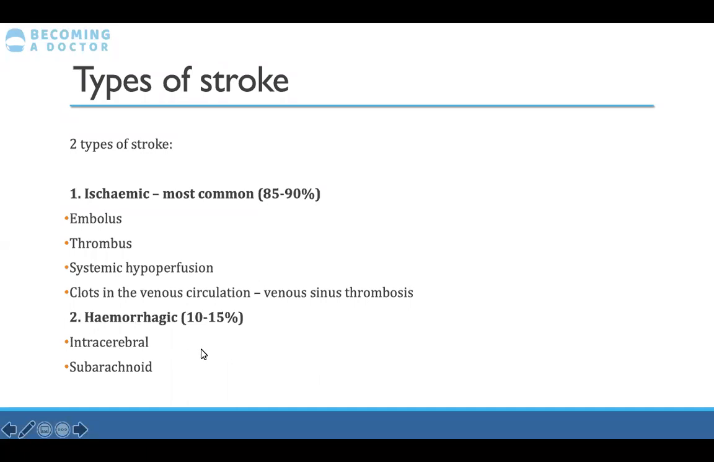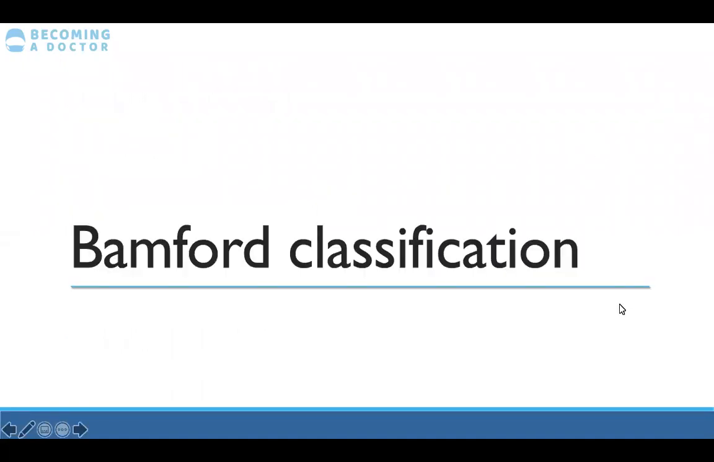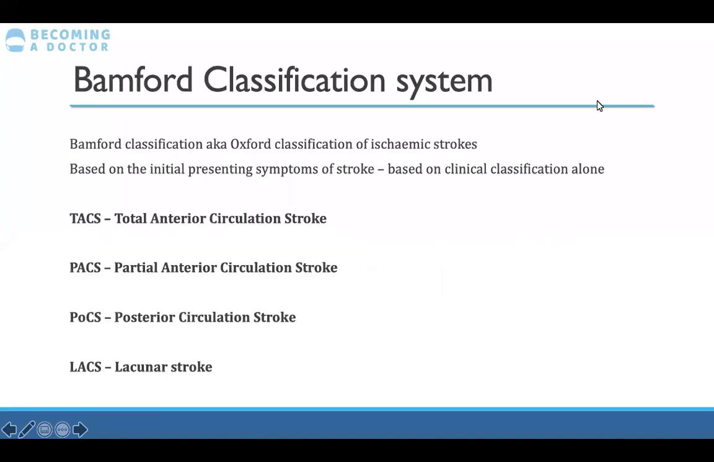And finally, hemorrhagic, there can be intracerebral hemorrhages, so within the parenchyma of the brain. This usually happens with hypertension, and then subarachnoid hemorrhages as well, that I'm sure you guys have come across before. So for ischemic strokes, there is something called the Bamford classification about how you can think about classifying the different types of strokes.